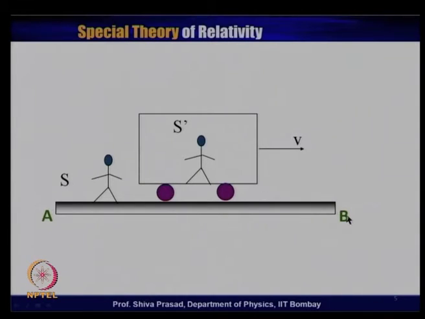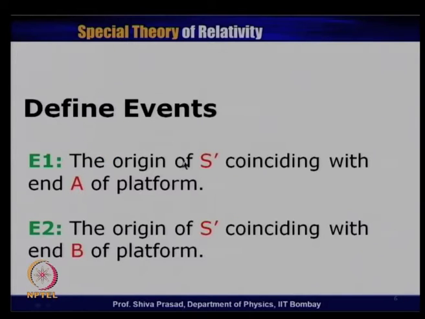When this point coincides with point B of the platform, that's my event number 2. So I repeat, event 1 is that the origin of S prime coincides with A. Event 2 is the origin of S prime coincides with end B of the platform. So these are my 2 events. Let us try to write the coordinates of these events in both S and S prime frames of reference.